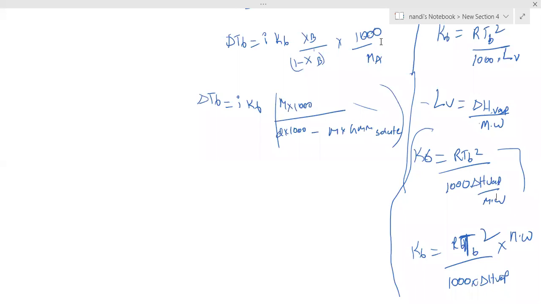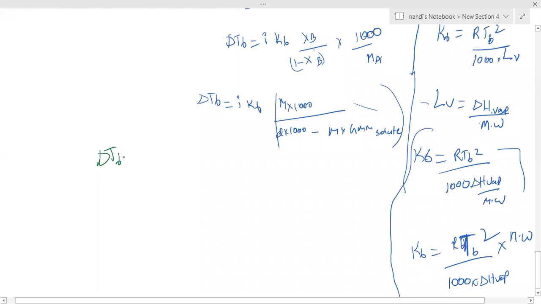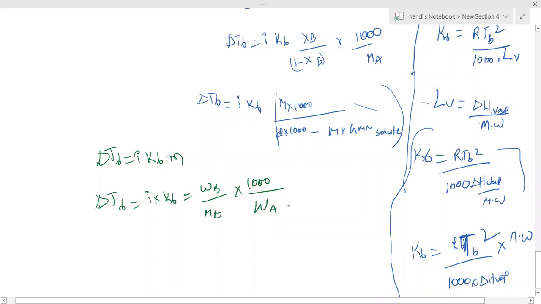I'm writing delta TB equals i into KB into M. What is the formula for molality? i into KB into WB by MB into 1000 by WA. Please note down. A means solvent, B means solute. This is the basic formula for delta TB.